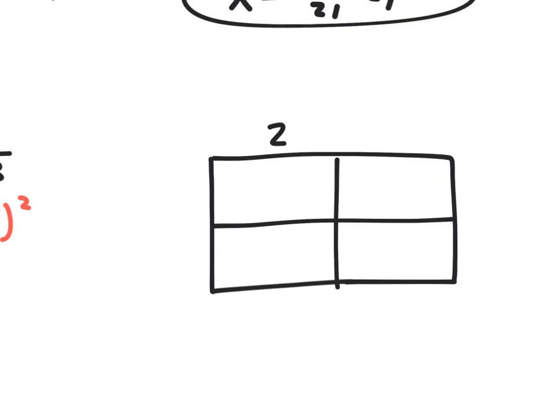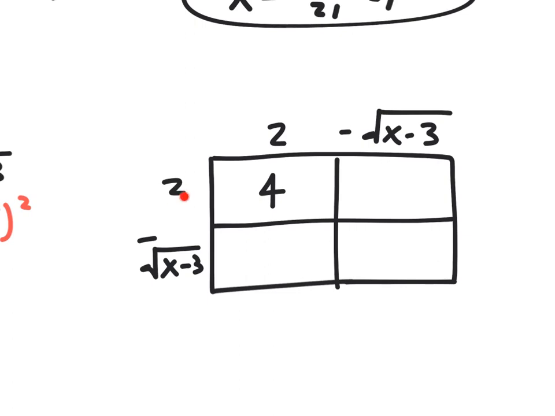2 minus the square root of x minus 3, and this is 2 minus the square root of x minus 3. So I'm going to combine all these. 2 times 2 gives me 4. 2 times negative square root of x minus 3 is negative 2 square root of x minus 3. Here I've got 2 times negative square root of x minus 3, so it's negative 2 square root of x minus 3. And if I take negative square root of x minus 3 times itself, it's going to be positive, and I get rid of the square root and I'm just left with x minus 3.